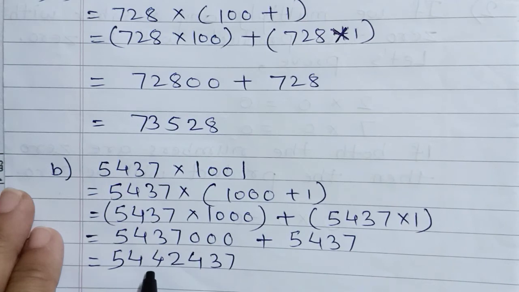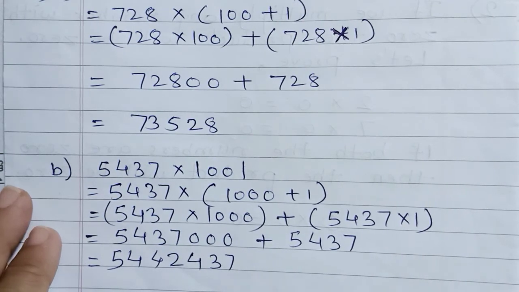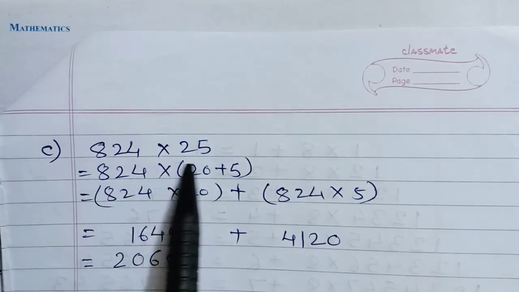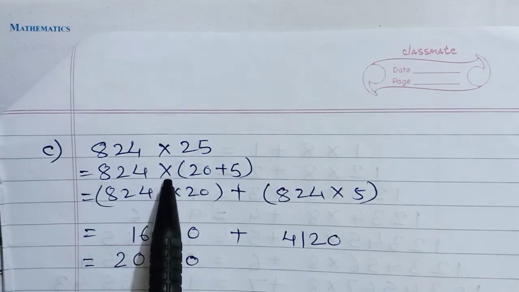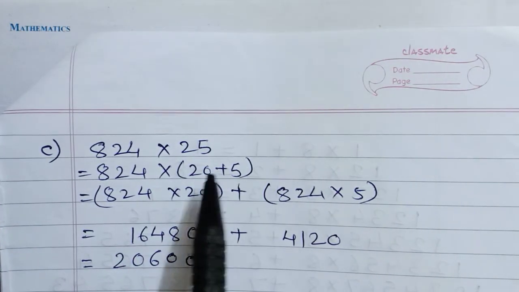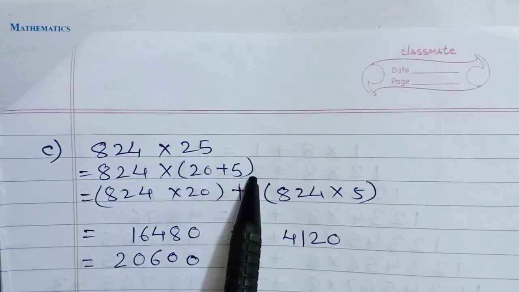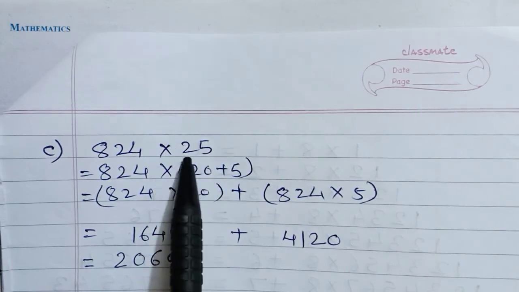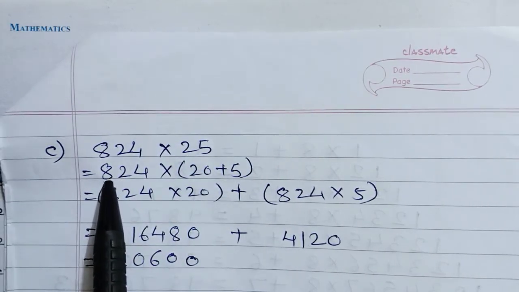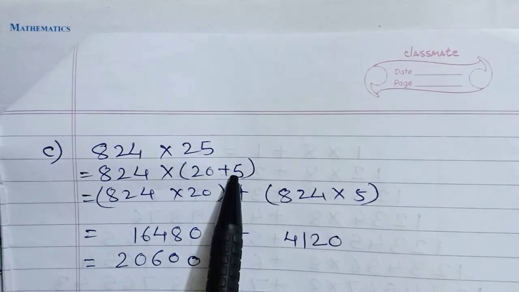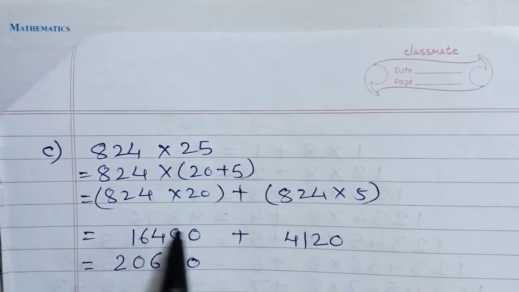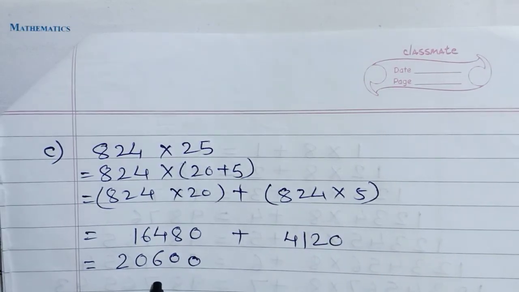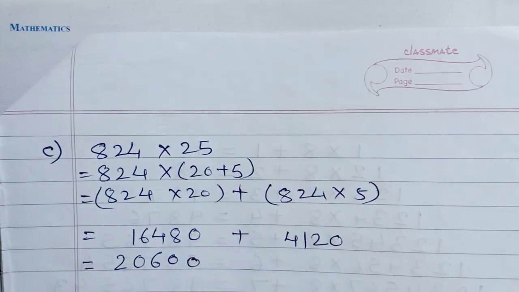So it is 54,42,437. Now question number C. 824 into 25. So 824 into 20 plus 5. You have to expand the small number, so it is easy to multiply. See here, 25 is the small number. So 824 into 20 plus 824 into 5. So after solving these two brackets, I got the answer, and finally 20,600 is the final answer after adding these two numbers.